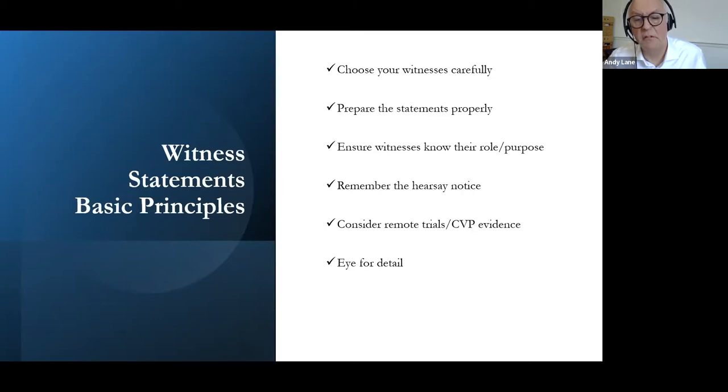Remember hearsay notices as well. It's important. I do remember using hearsay notices within our work, but just bear that in mind when you're bringing all of your documents together. And also be mindful of remote trials as well. I'm sure that a lot of us during lockdown were exposed to Zoom online trials.